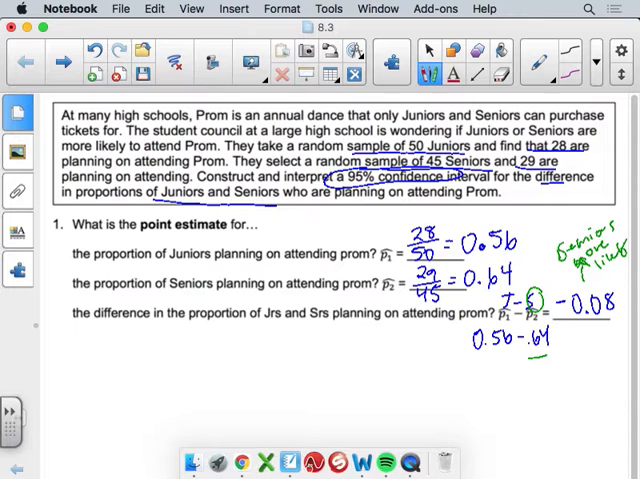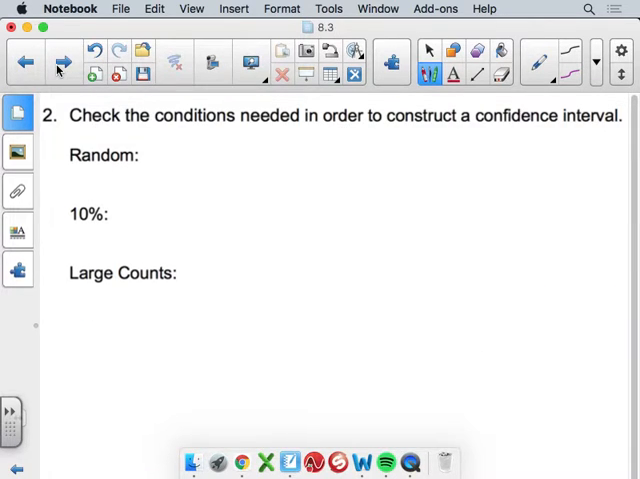But what we're going to do is construct an interval, considering some standard deviations, to find what the interval is that we think. Right now it looks like seniors are more likely. Does our confidence interval prove that they are more likely? On your paper, I'm going to combine numbers 2, 3, and 4 into one thing here. It's basically our conditions. So check our 3 conditions.